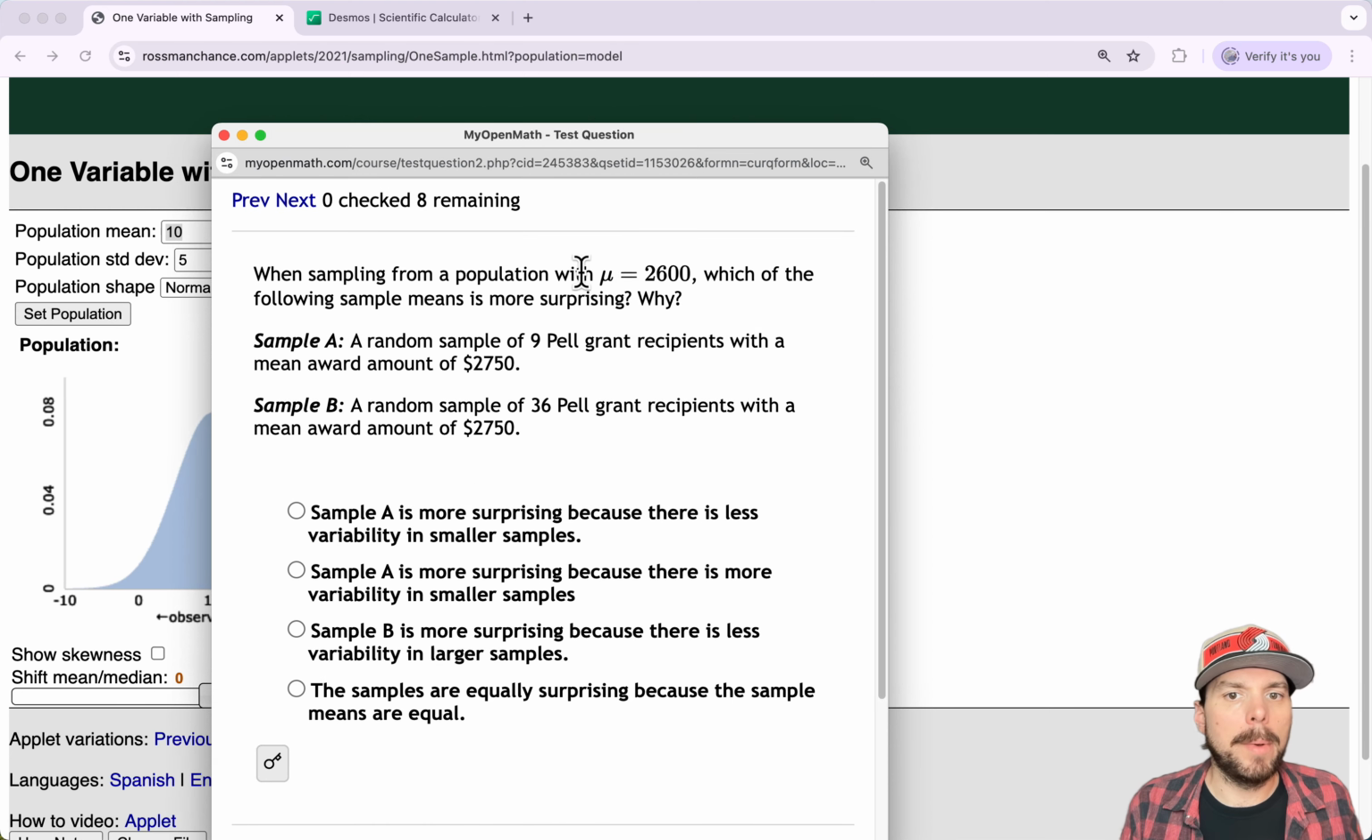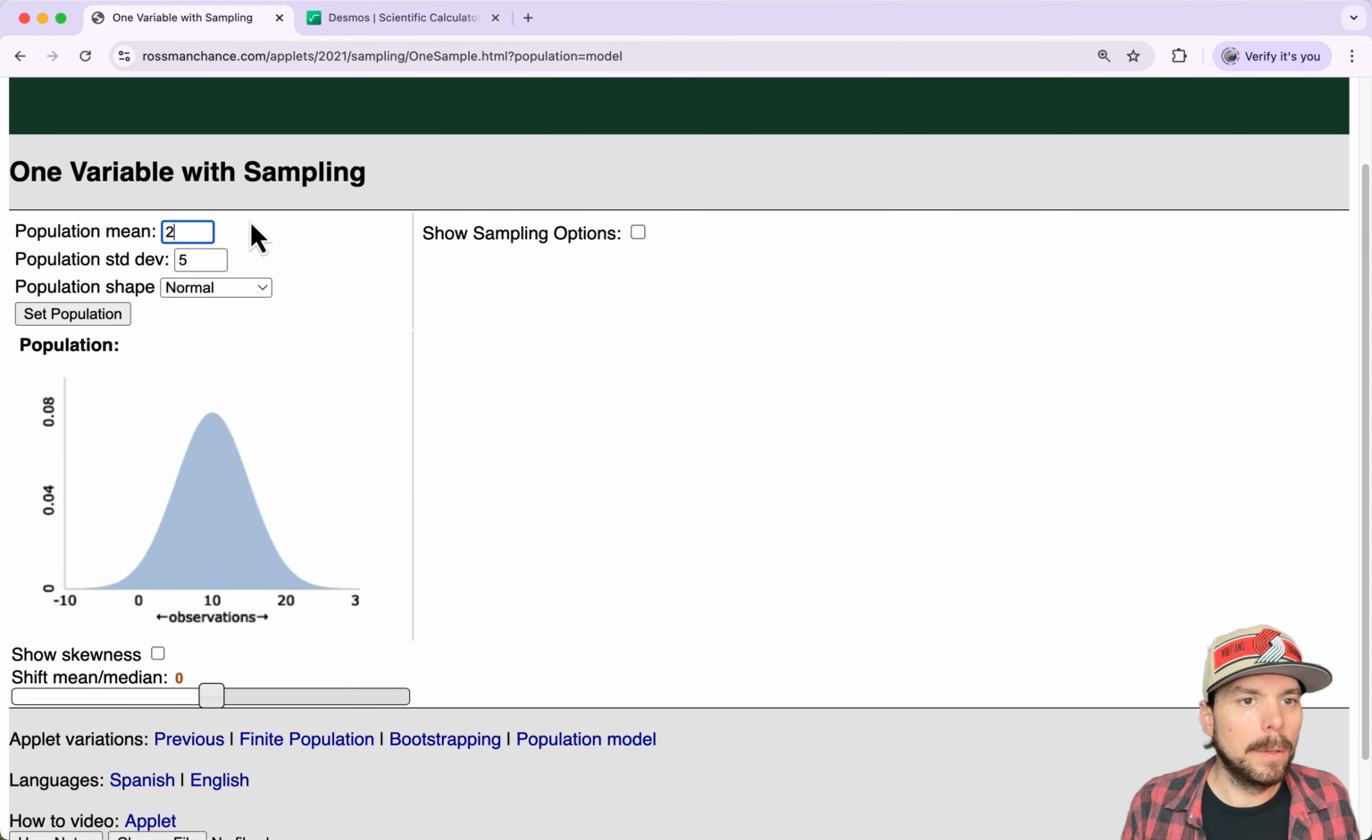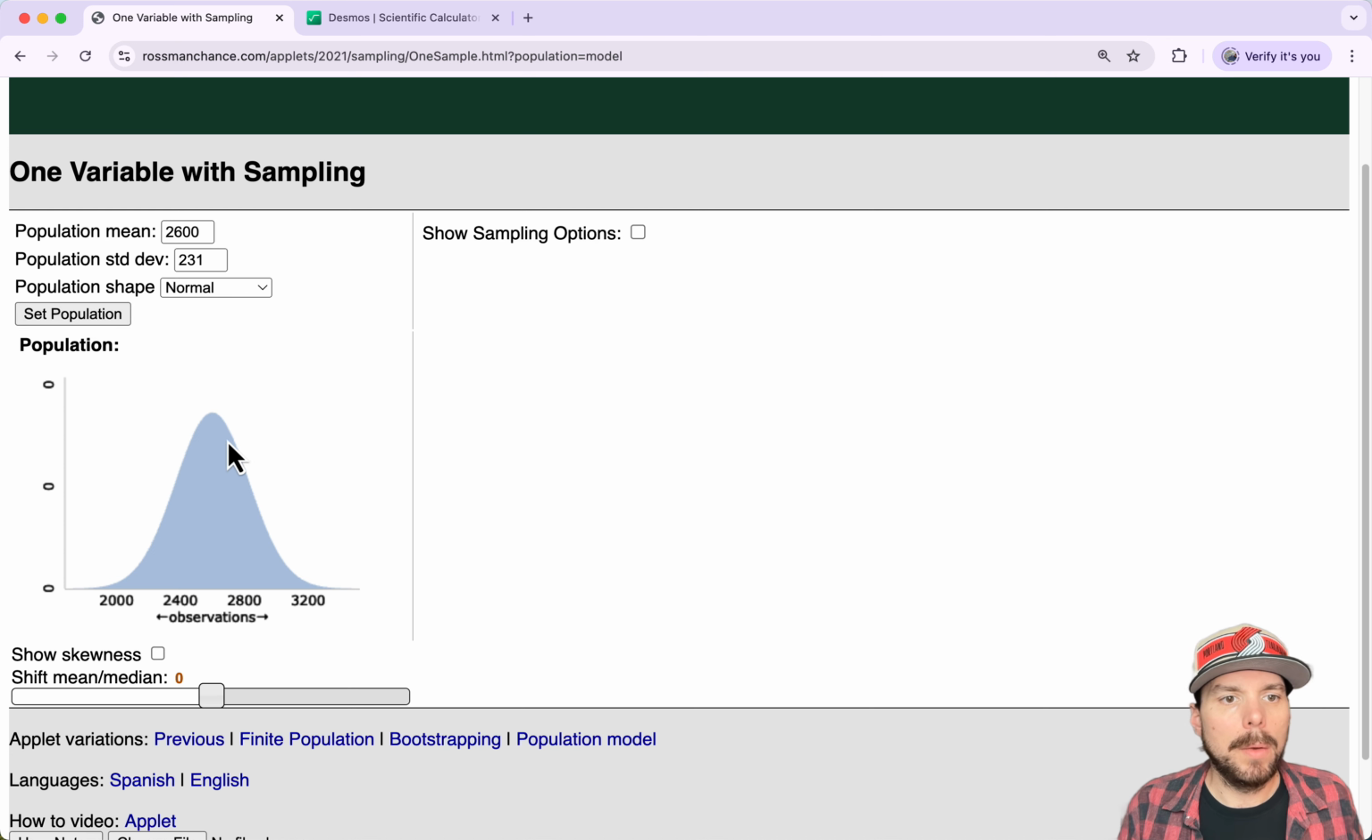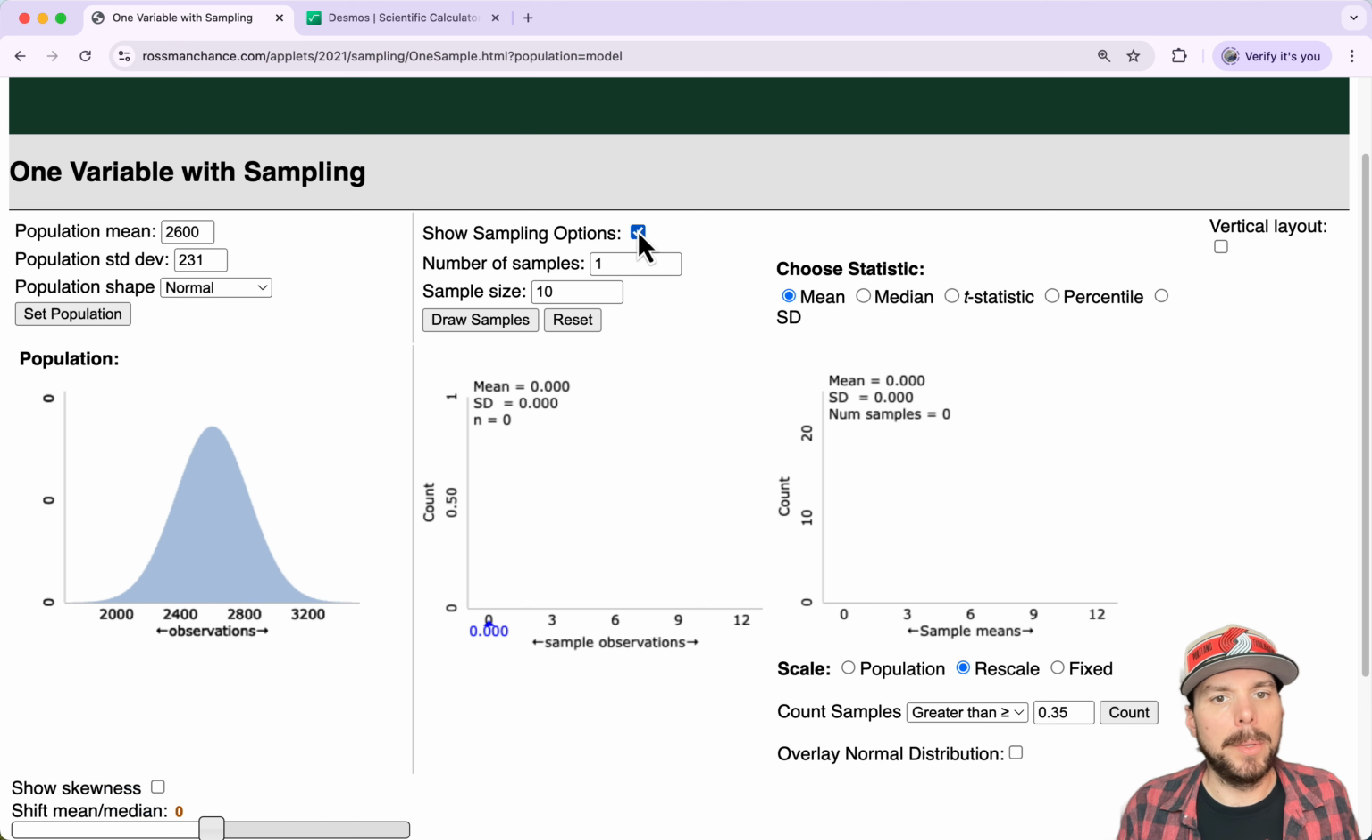On this problem, that population mean is 2,600. And I'm just going to make up a reasonable standard deviation for a population of this size, 231 for mine. We don't know the shape of the data. In this case, I'll just leave it as normal. We can adjust that and see what different shapes will do. Next, we want to sample from this population. The problem that I was looking at had two samples. Sample A had a sample size of 9.